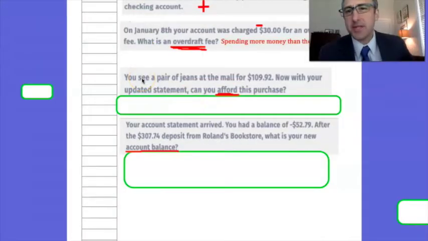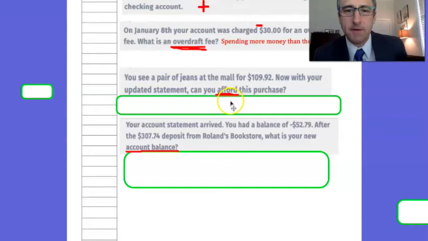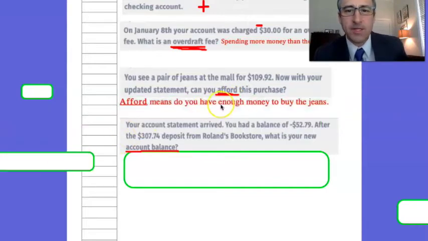You see a pair of jeans at the mall. It's $109.92. Now, with your updated statement, can you afford this purchase? Afford means do you have enough money to buy the jeans? If you have $120 in your account, you can afford the jeans. If you have $98 in your account, you cannot afford the jeans. Otherwise, you may have to incur an overdraft fee.